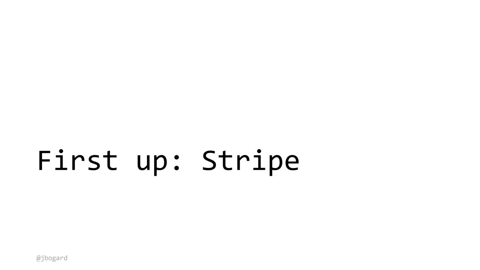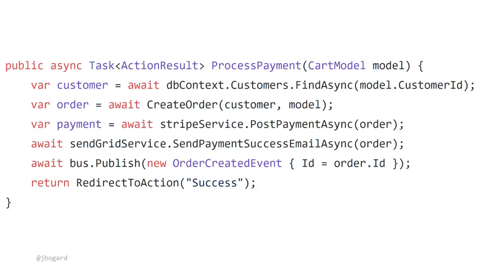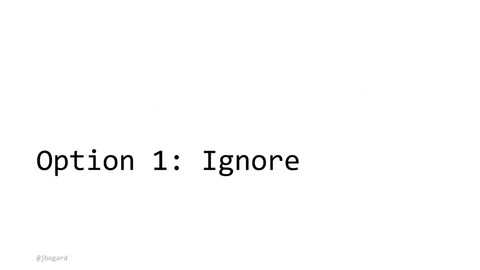Stripe. So going back to our picture here, these are the 6 original lines of code, and line number 3, or 4, I guess, that's where we're making that API call out to Stripe. So option 1, ignore. What would that look like? It would basically be a try catch around that Stripe call and just catch the exception, maybe log it, do nothing.